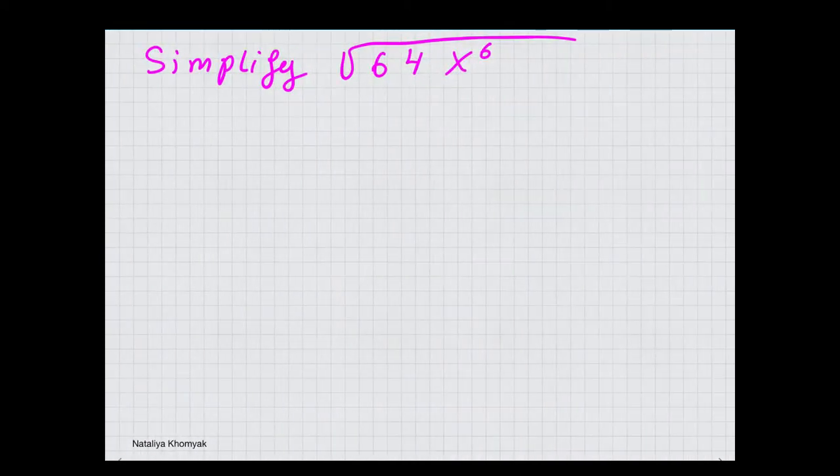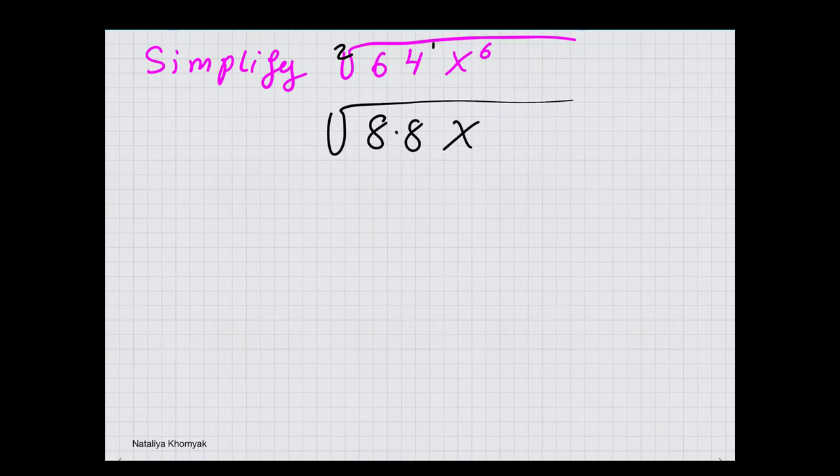Simplify the square root of 64x to the 6th. 64 is to the 1st power, and we cannot divide 1 by 2 evenly. However, we can say that 64 is 8 times 8. x to the 6th stays unchanged. So 8 times 8 is 8 to the 2nd power, x to the 6th power. Now we can take the root.